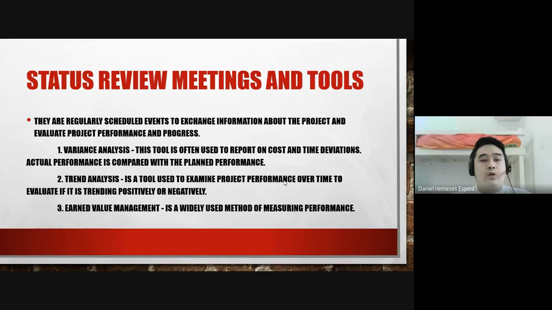Trend analysis. So it is a tool used to examine the project performance over time to evaluate if the trending is positively or negatively. So positively or negatively. So increase ba atong market share or wala? Earned value management. So it is a widely used method of measuring performance. So kumbaga mo rin siya og kana sa standard costing bitaw nga at this level of activity dapat mo ni siya ang imo dapat na naabot or na-achieve. It is then compared with the actual.